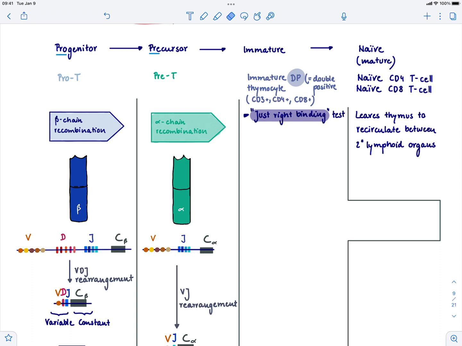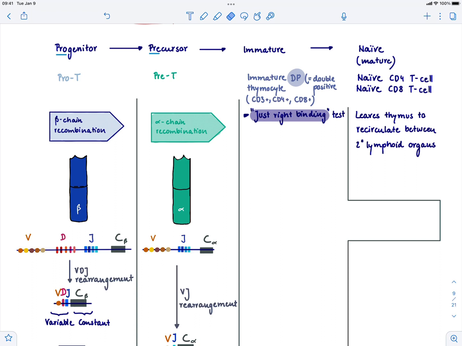So how do we get this huge diversity in the T cell receptor? Well, we're going to do a very similar process. First, we're also going to do recombination to generate the beta chain. And again, we're going to use DNA segments from three different categories. And that's the same as what we did for the heavy chain.